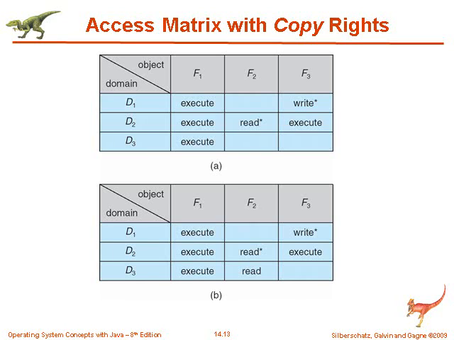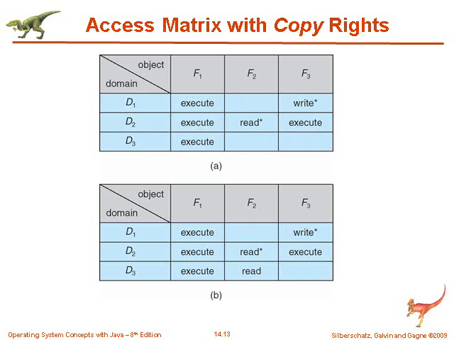Here, the copy rights are indicated in the table with an asterisk. In a hardware implementation, there would have to be a bit that could be set to indicate that a domain has copy rights to an object. So here we can see that domain D2 has read copy rights to file F2. Because of this, it can give read access to any other domain, which, as we see, it does to D3, modifying the first table into the second.